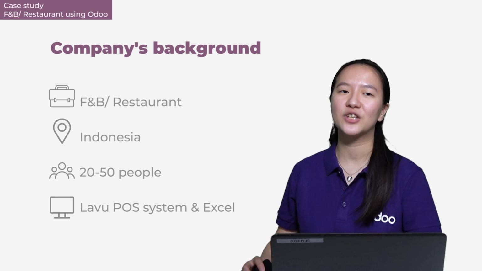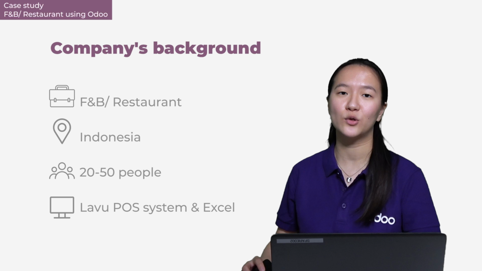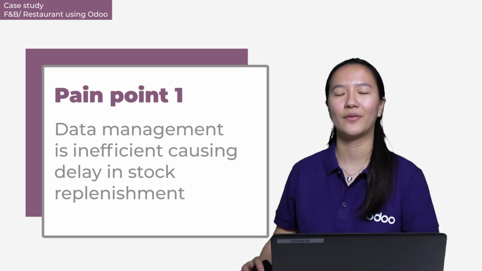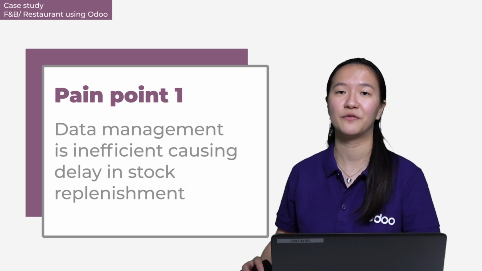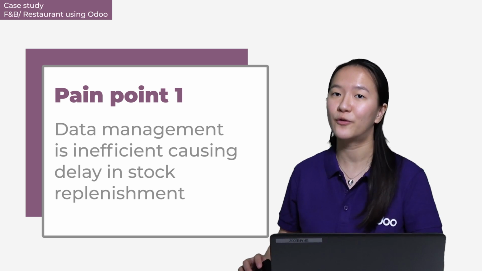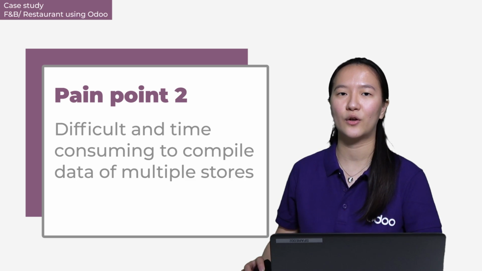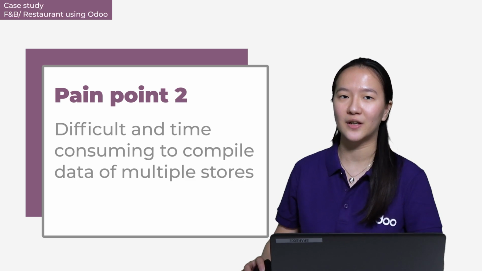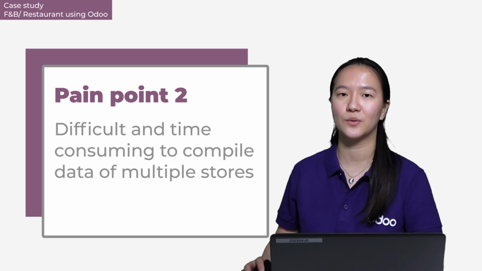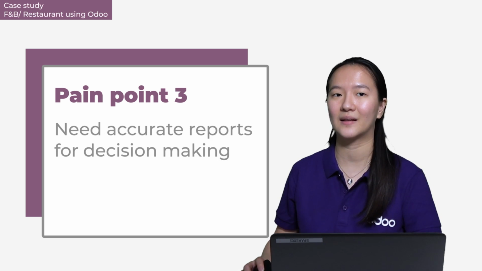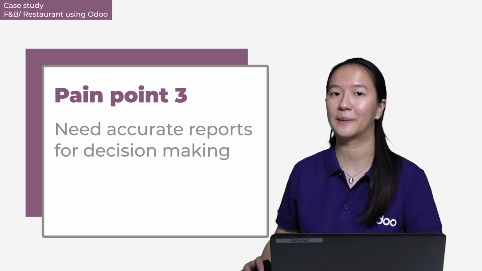So at first they reached out to us because they were trying to solve a couple of pain points. First, their data management is very inefficient, causing a lot of delay in their stock replenishment and therefore loss in potential revenue. And secondly, because they have a lot of stores, it is very difficult and time-consuming for them to compile the data and get an accurate report for decision-making.